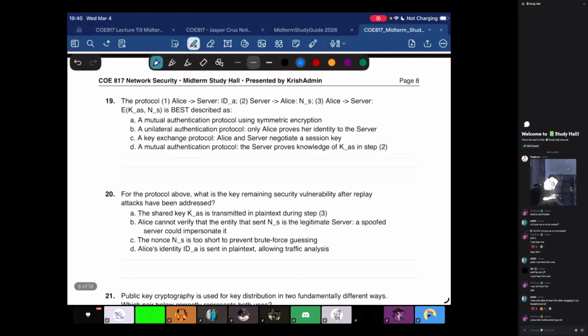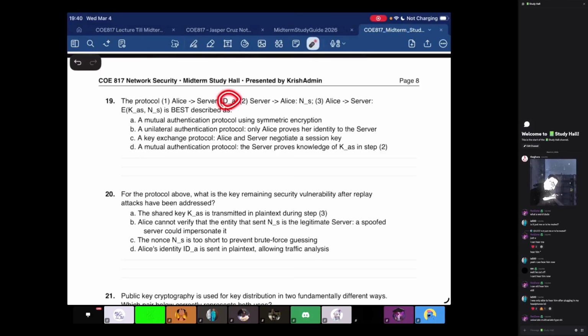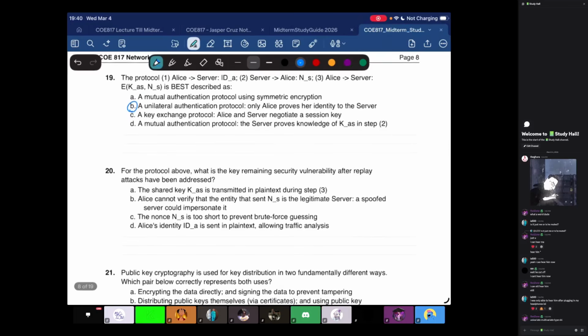Protocol 1, where Alice sends her ID to the server. The server sends a nonce back to Alice. Alice encrypts the nonce using the shared key between her and the server. What is demonstrated here is basically Alice proving herself to the server, but the server has not proved itself to Alice, and that is what's known as unilateral authentication.